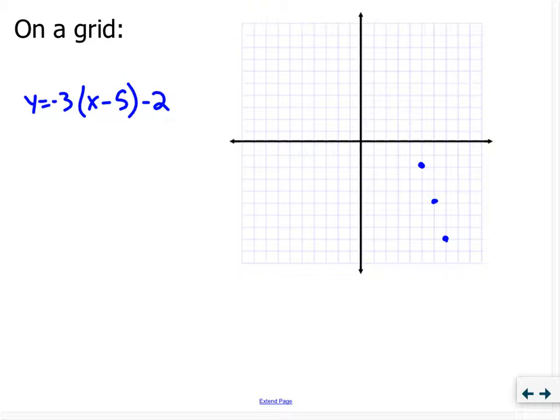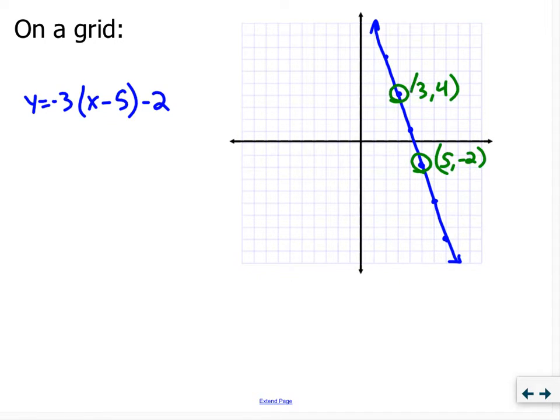Let's go in the other direction. Up 3 and left 1. And our line's going to look something like that. And please notice that here's the point 5, negative 2. Do you remember the other point that we used? It's right here. It's at 3, 4.